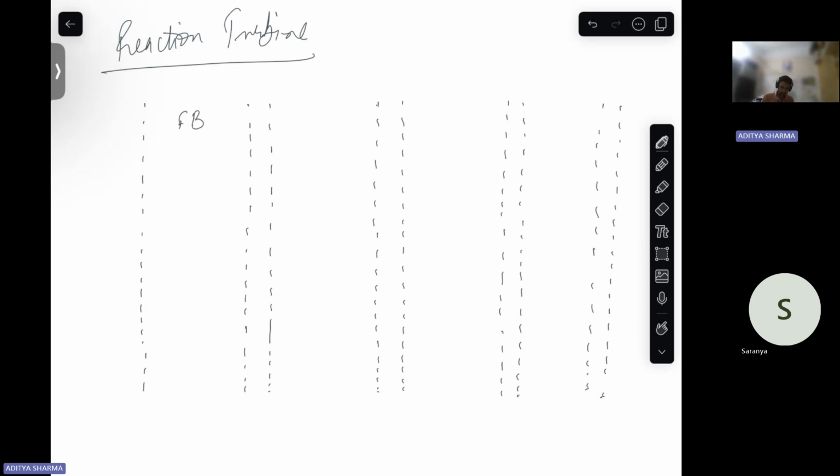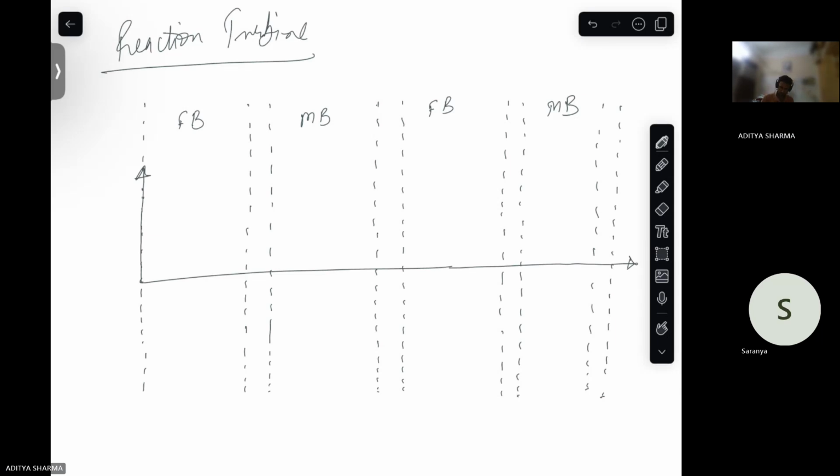So these are your fixed blades, moving blades, fixed blades, moving blades. Okay. So how does the pressure behave here? If you see the pressure, it will behave like this. It will drop in fixed blades, it will drop in your moving blades, it will drop in your fixed blades, it will drop in your moving blades.